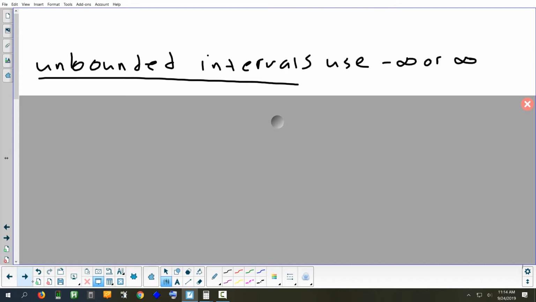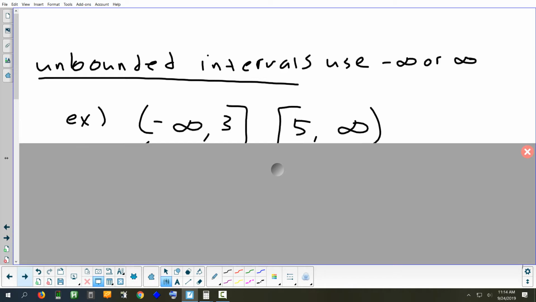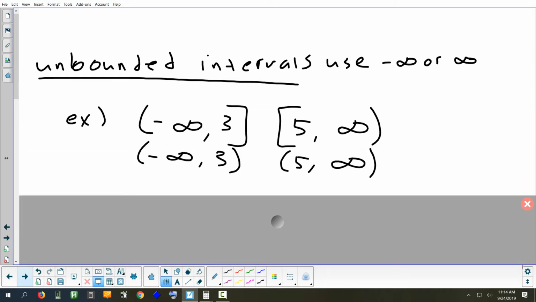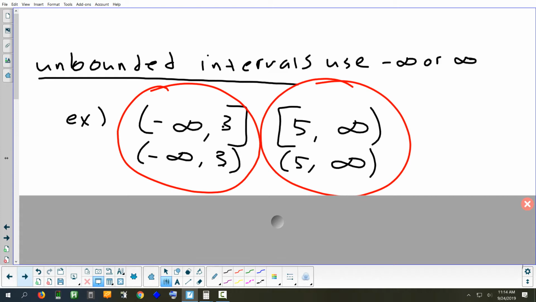So, an unbounded interval has either negative infinity or infinity in it. Maybe both. But if it has an infinity, it's unbounded. Those are all examples of unbounded intervals. In fact, that's every type you could have. These are unbounded, the first two here. These are unbounded on the left. One of them is closed on the right, one of them is open on the right. These are unbounded on the right. One is closed on the left, one is open on the left.